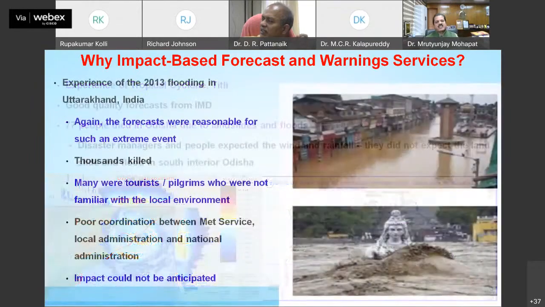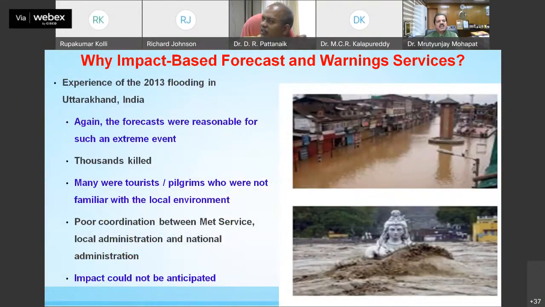Similarly, if you consider another example, in 2013, the Kedarnath floods in Uttarakhand of India, there also you will find that though there was a forecast, the impact forecast was not there. Hence, people could not understand and could not take action to minimize the losses, and more than 4,000 people died in one event.